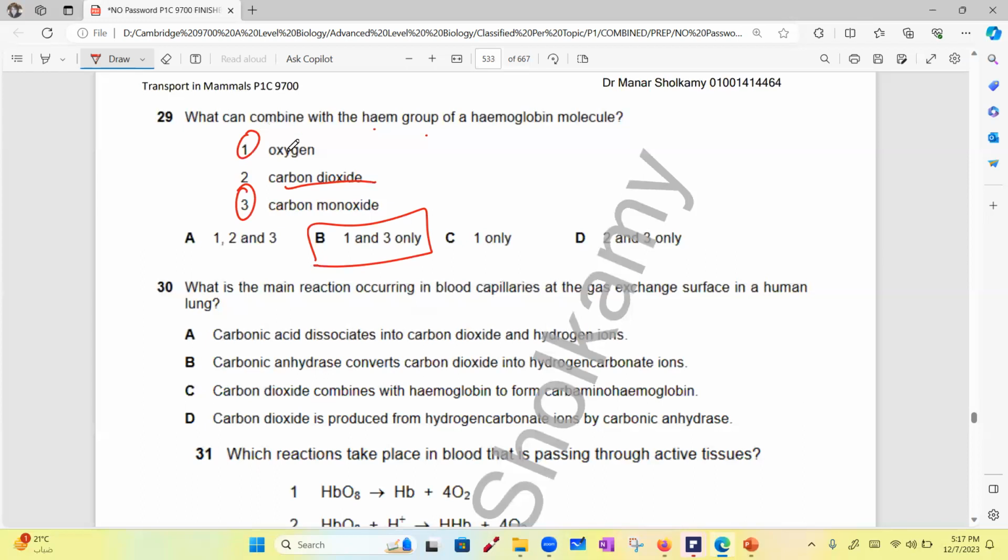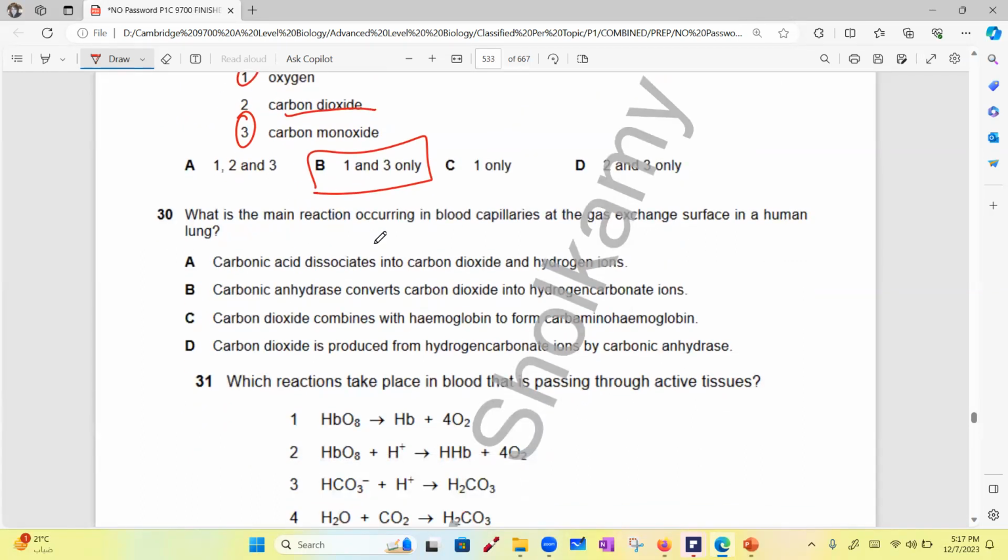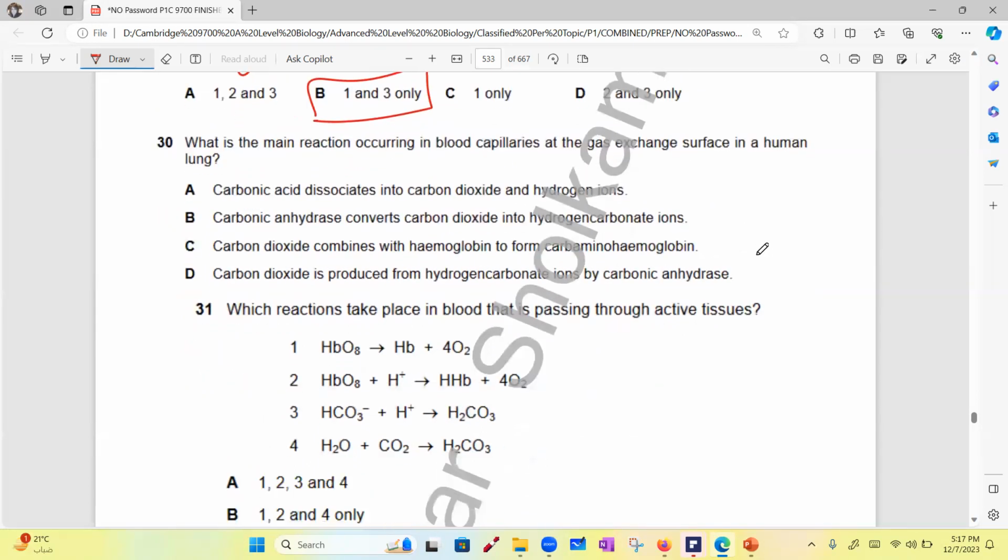Yes. 30. Mariam, answer again. What is the main reaction occurring in blood capillaries at the gas exchange surface in a human lung? Carbonic acid dissociates into carbon dioxide and hydrogen ions. Does this happen at the lung? No. Okay, let's look at B. Carbonic anhydrase converts carbon dioxide into hydrogen carbonate ions. No. Carbon dioxide combines with hemoglobin to form carbaminohemoglobin.